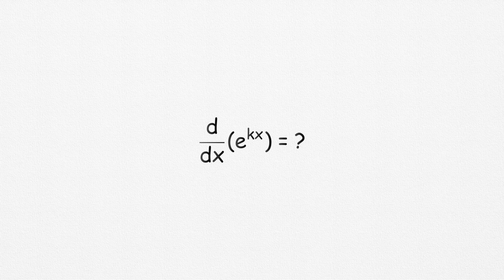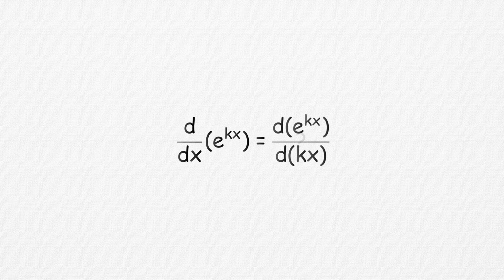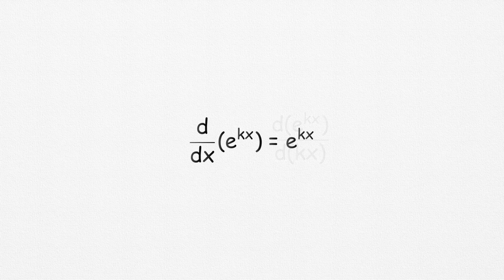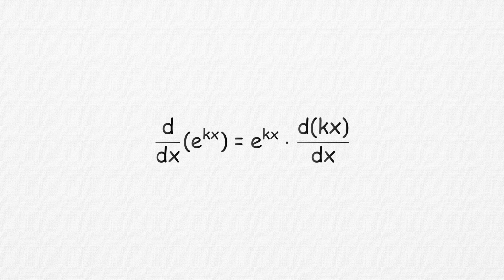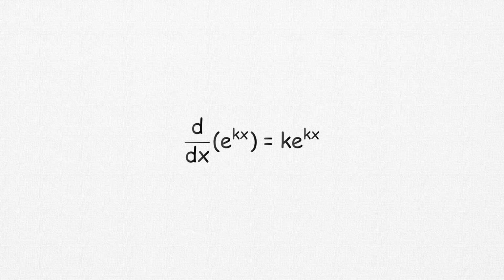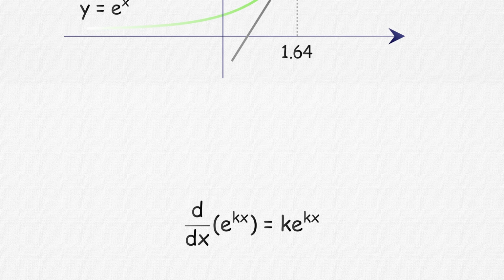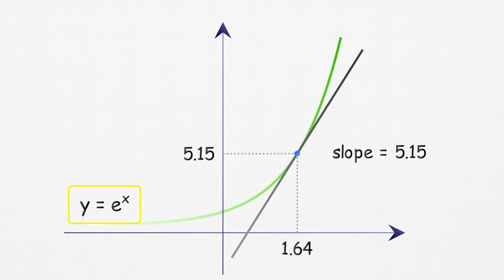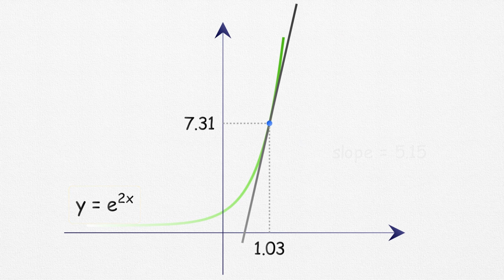Using the chain rule, we first differentiate with respect to kx, which gives back the same function. Then, differentiating kx with respect to x, which simply gives k. So the slope becomes k times e to the power kx. For example, if we have e to the power 2x, the slope is actually double its earlier value.